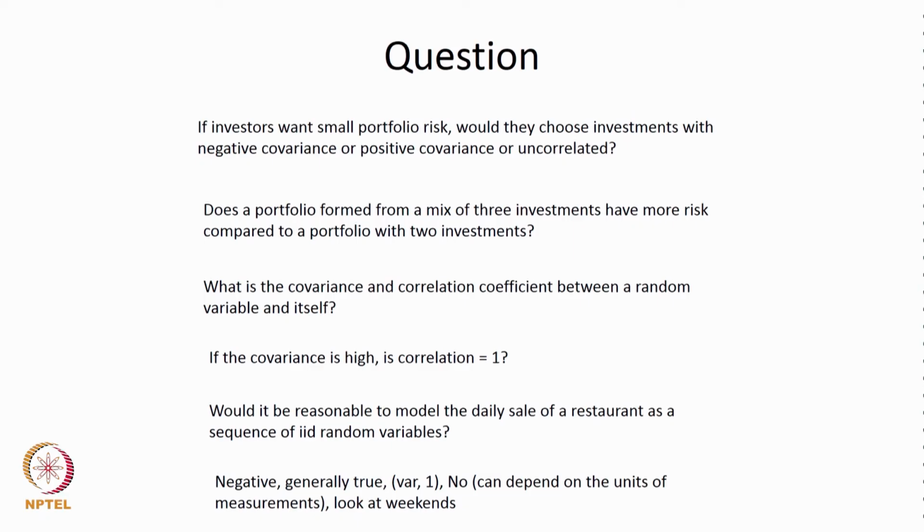If the covariance is high, is the correlation equal to 1? One would generally get a feeling that since correlation is equal to covariance divided by sigma x sigma y, high covariance can lead to a correlation closer to 1. But the actual answer is that covariance by itself having a large value can also depend on the unit of measurement. We have already seen that when things were measured in rupees, there was a certain value, and when they are measured in paise, then the covariance becomes much larger. So, the answer would depend on the unit of measurement of the random variable.